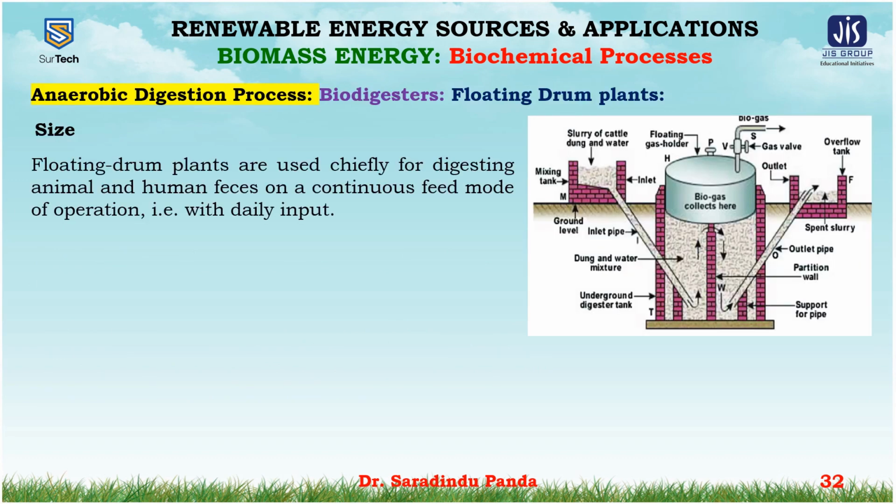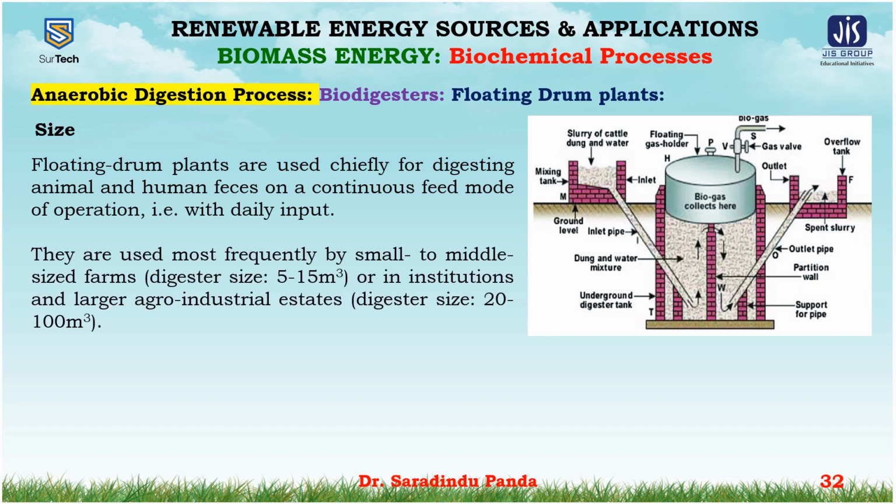The size: the floating drum plants are used chiefly for digesting animal or human feces in a continuous feed mode of operation, with a daily input. They are used most frequently by small to middle-sized farms. Digester size should be 5 to 15 meter cube, or in institutions and the larger agro-industrial estates, the digester size should be 20 to 100 meter cube.